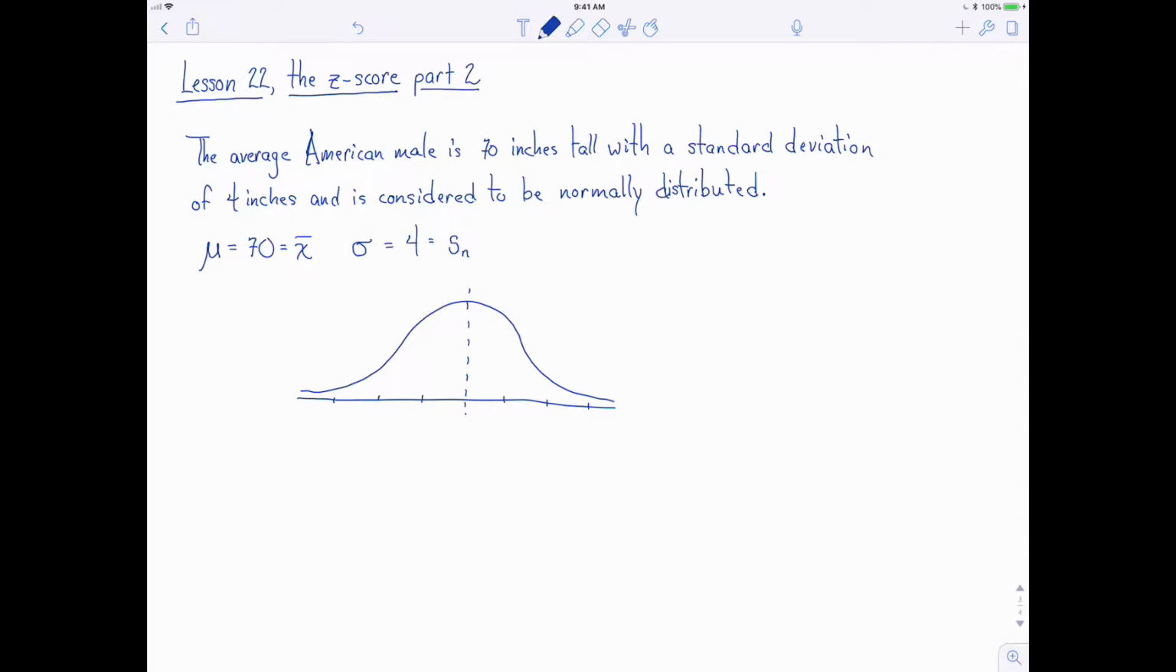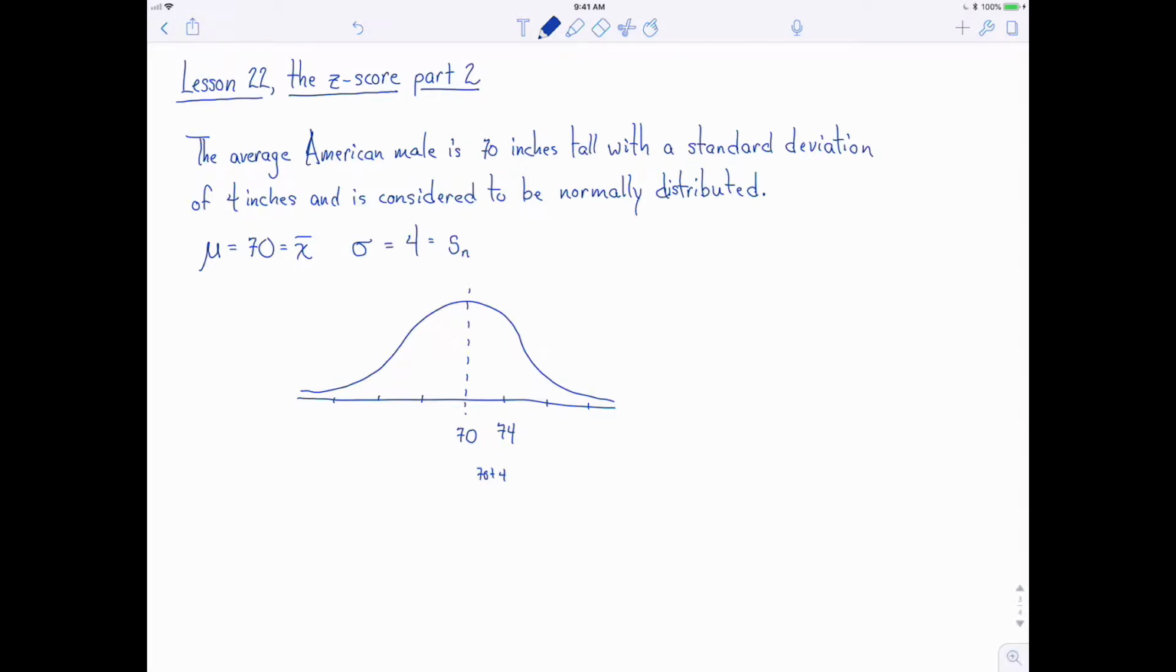Now, I have a normal distribution drawn below, and it says that the mean is 70. Well, the mean always goes right in the middle. Now, this time, if we go one standard deviation above, it's not a 1, it's a 4. So 70 plus 4 goes into my next position. That's the first standard deviation above the mean.